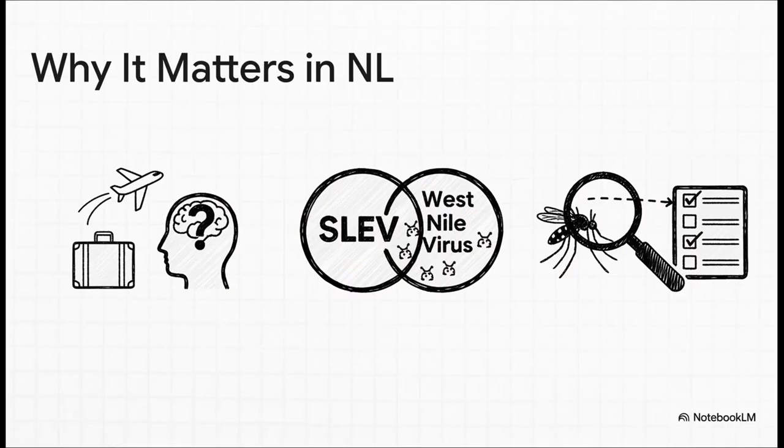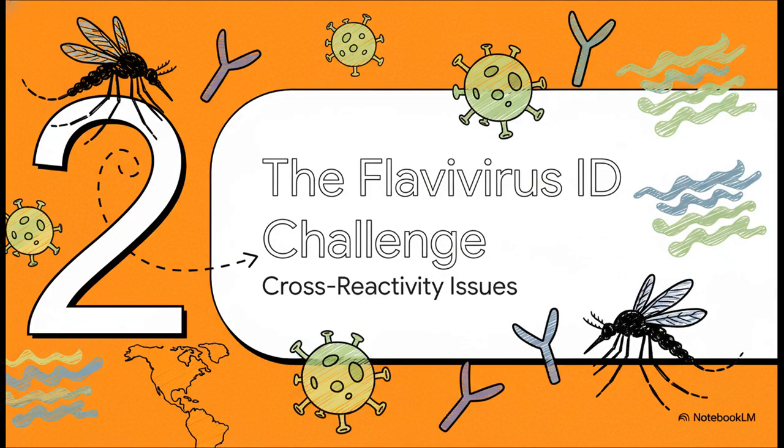Okay, so why should this really matter to us here in the Netherlands? Well, first off, it's a critical differential for any traveler presenting with encephalitis. You just can't ignore it. Second, and this is the big one for us in the lab, it has a major serological overlap with West Nile Virus, which, as you know, is now emerging right here in Europe. And finally, working through a case like this gives us a perfect model for how we should respond to any imported vector-borne disease.